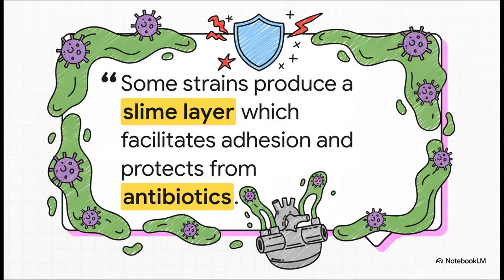Now, S. epidermidis has another nasty trick up its sleeve. As this quote explains, some strains can produce a protective slime layer. Basically, it creates this sticky biofilm that helps it cling to artificial surfaces, like a new hip or a prosthetic heart valve, and it acts like a shield, protecting it from both our immune system and our antibiotics. Really tricky to deal with.